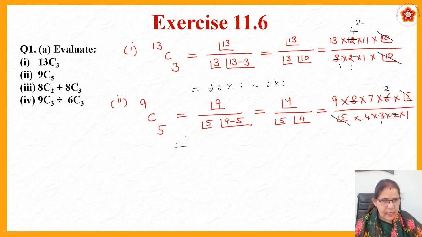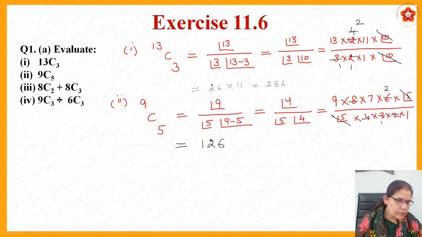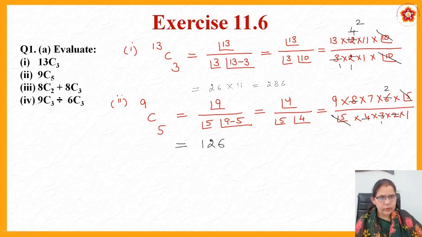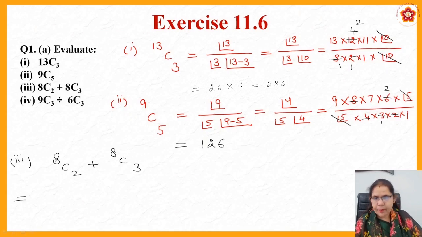So let's see what our answer is. 9 sevens are 63. 63 multiplied by 2 is 126. I hope it is clear. Same way we can do the third part, which is 8C2 plus 8C3. Solve it separately.